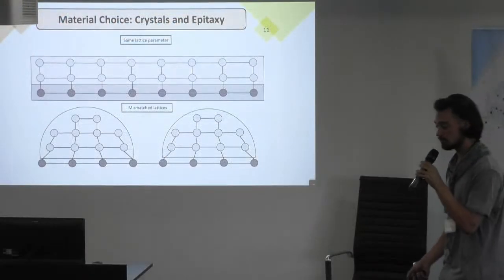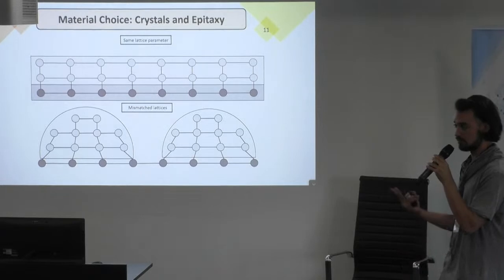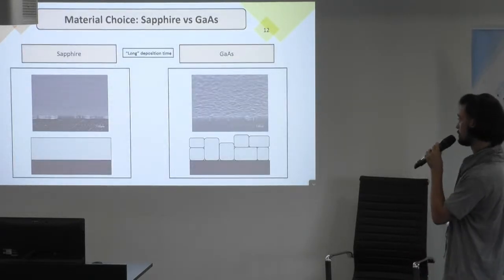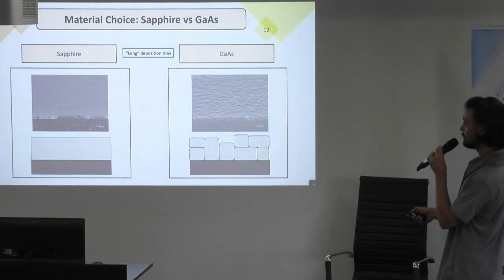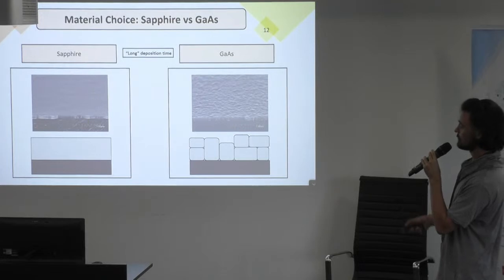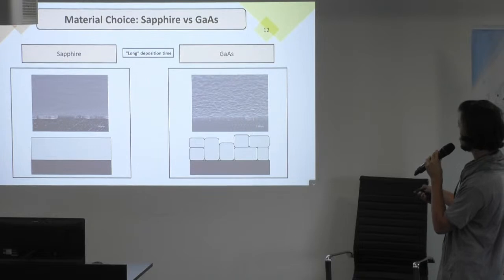And if you remember, I talked about how hemispheres are good for plasmonics because they have two different modes that we can use. So here I've put some images of cadmium oxide grown on sapphire, which has the same lattice parameter as cadmium oxide, and one with gallium arsenide.